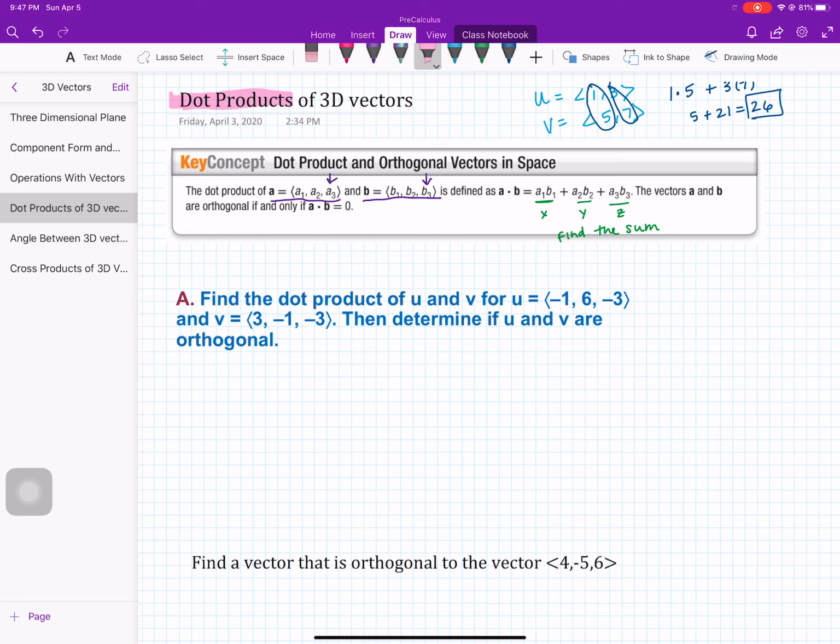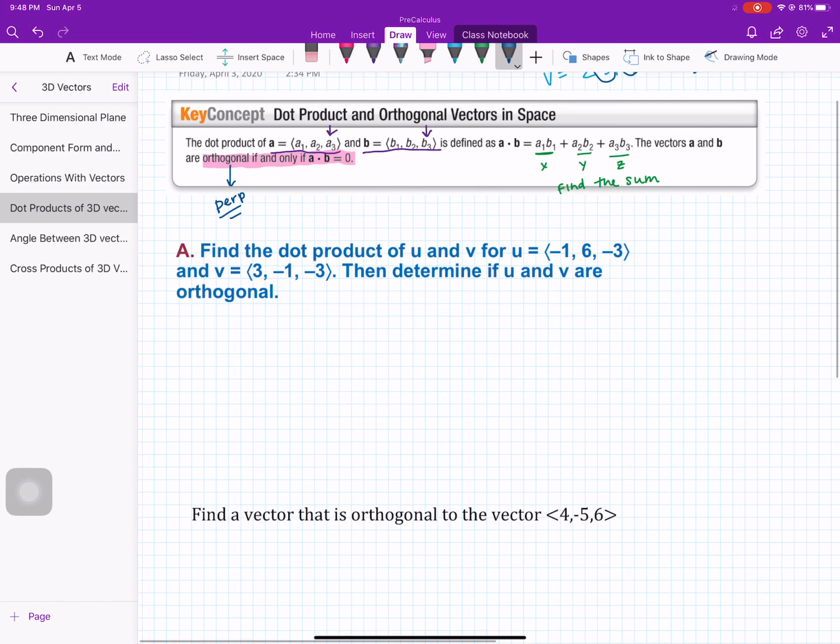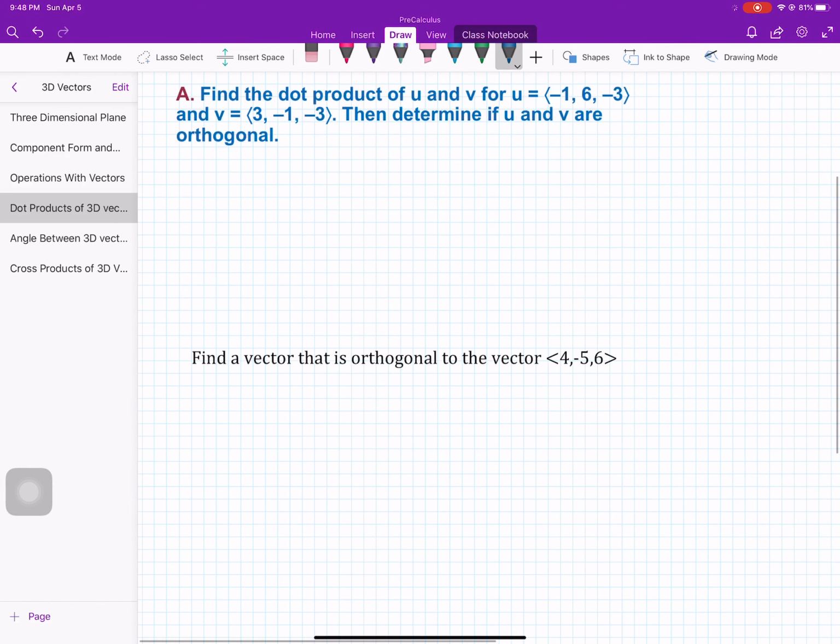And another thing to note, just like with 2D vectors, in three-dimensional vectors, vectors are orthogonal if their dot product equals 0. And orthogonal is just a really fancy way of saying perpendicular. So let's do an example or two.